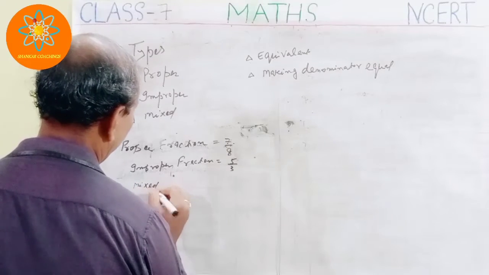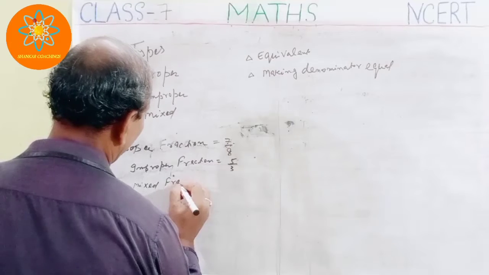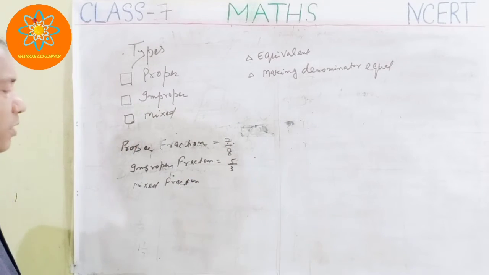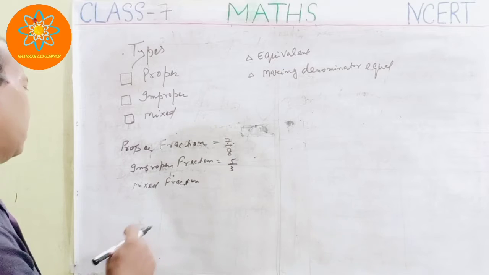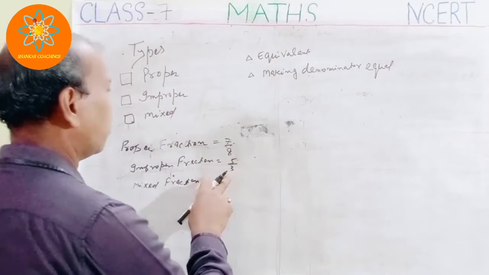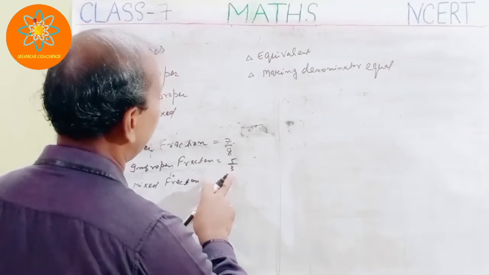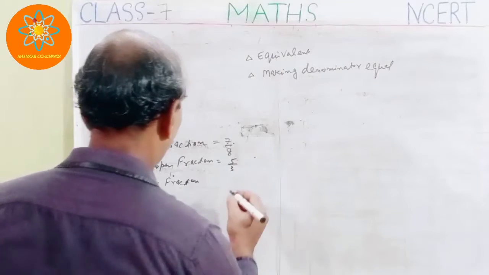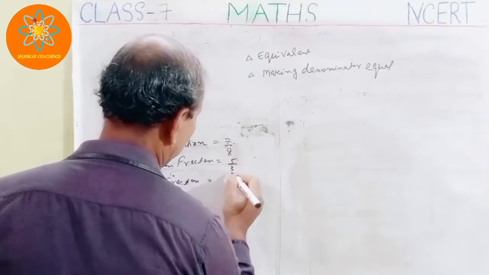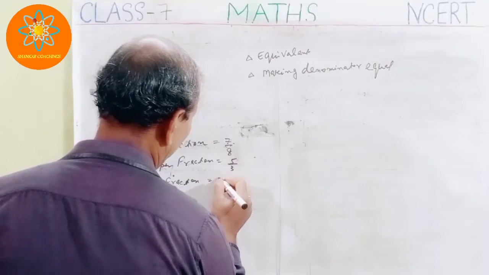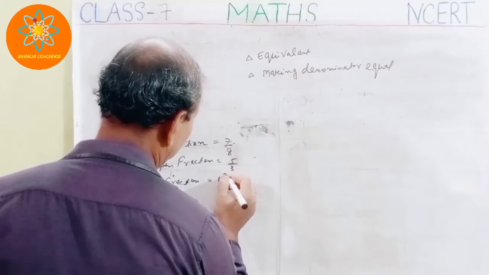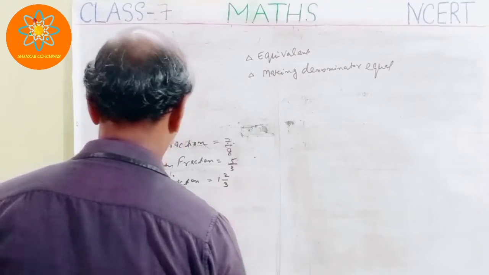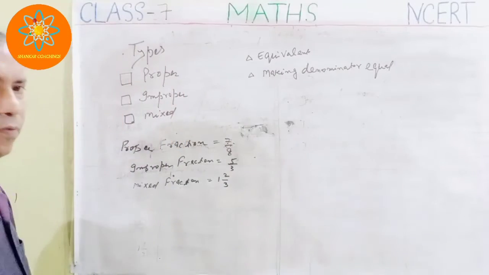Then the next one is your mixed fraction. In the mixed fraction, the condition is the denominator must be less than the numerator. So a mixed fraction I can take in this way: 1, then 2 by 3. So this is the mixed fraction.